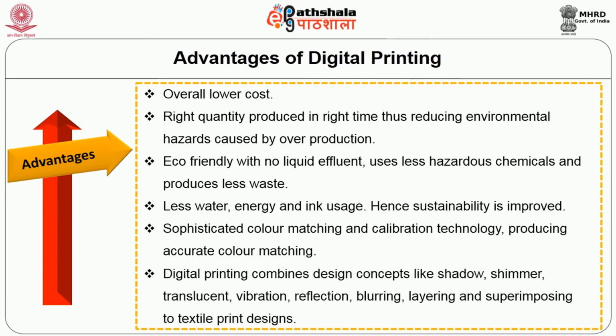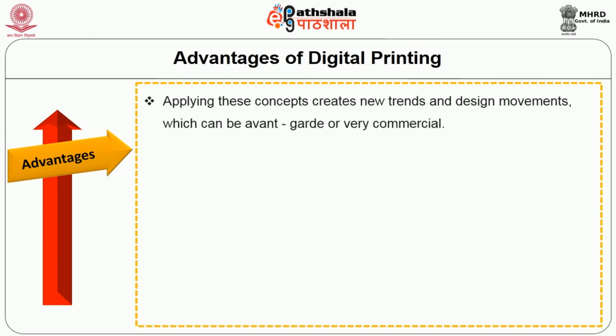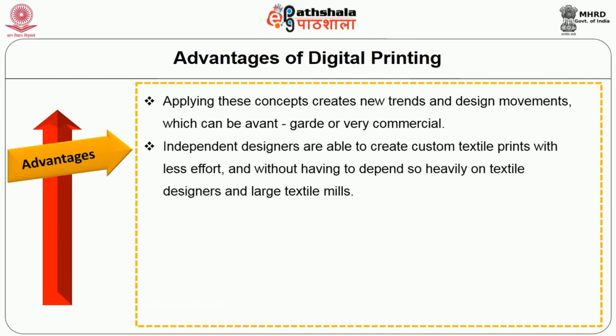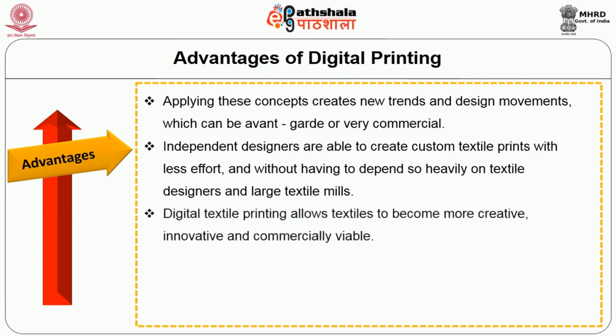Digital printing combines design concepts like shadow, shimmer, translucent, vibration, reflection, blurring, layering and superimposing to textile print designs. Applying the concepts creates new trends and design movements which can be avant-garde or very commercial. Independent designers are able to create custom textile prints with less effort and without having to depend so heavily on textile designers and large textile mills. Digital textile printing allows textiles to become more creative, innovative and commercially viable. Ability to print anything that you see on a computer screen is another advantage.